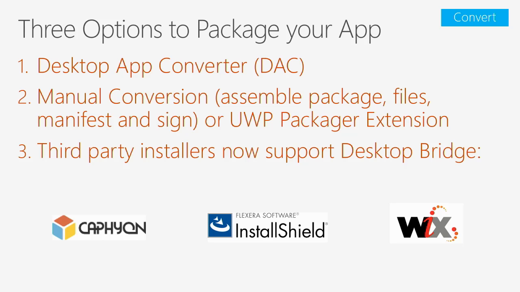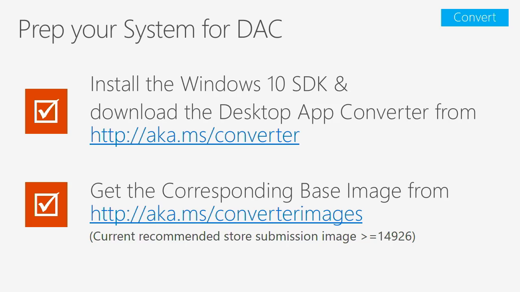You also have the option of manual conversion. I wouldn't recommend this unless you're really comfortable with your code, because it is a laborious process, because you have to assemble the package and then the manifest and sign it yourself. Or you can use the UWP Packager extension in Visual Studio. But before you're ready to start off, I'm going to show you how you can use the desktop app converter and how easy it is.